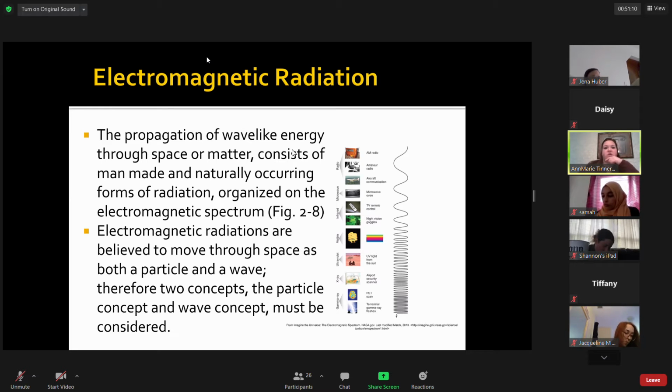Electromagnetic radiation: we're talking specifically about wavelength energy and how those wavelengths travel through space and matter, what they consist of. And this is on your electromagnetic spectrum over here. Electromagnetic radiations are believed to move through space as both a particle and a wave. Therefore, there are two different concepts, the particle concept and the wave concept, and you have to understand both of those.